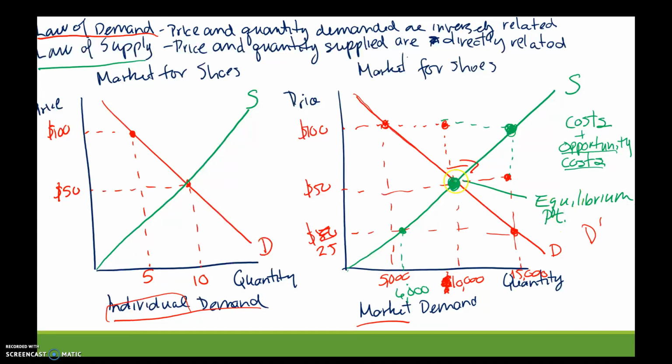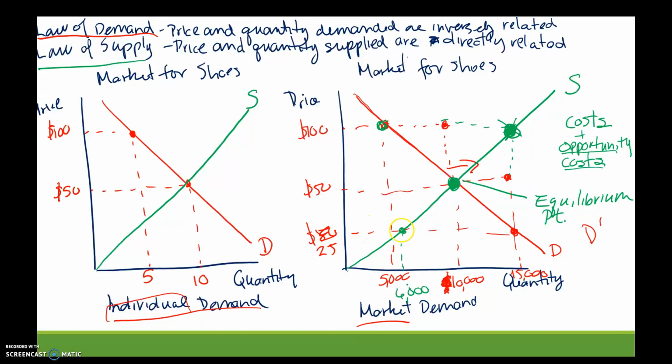And at the equilibrium point, there's no pressure for the price of the shoes to go up or for the price of the shoes to go down. If the shoes were selling for $100, you can see that these manufacturers and sellers would have a lot more on the shelf than people wanted, because the quantity supplied would be 15,000 and the quantity demanded over 5,000. So they would likely put them on sale. It would drive the price down.